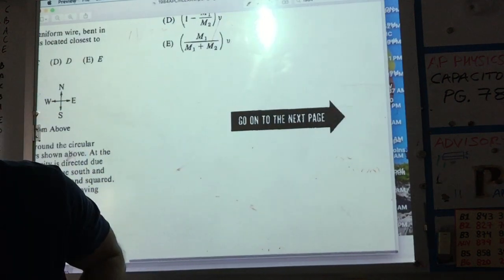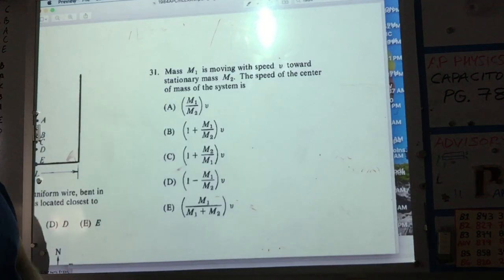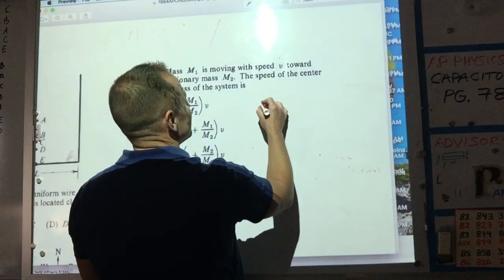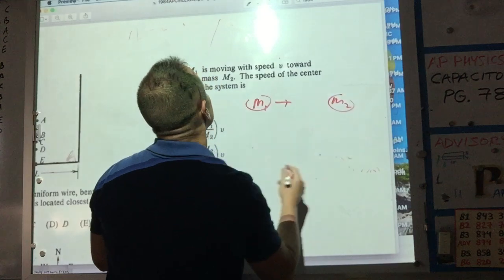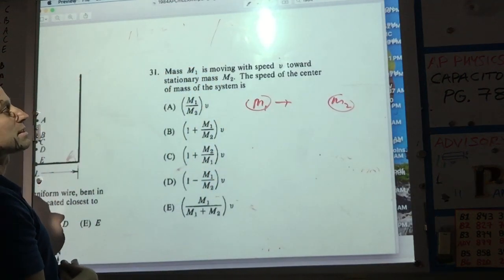And let's do 31. Mass M1 is moving with speed v towards stationary mass M2. Okay, so here's M1 on the move. M2 is just sitting there. The speed of the center of mass of the system is.